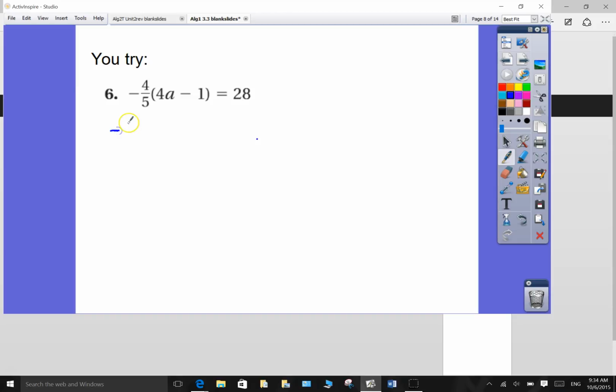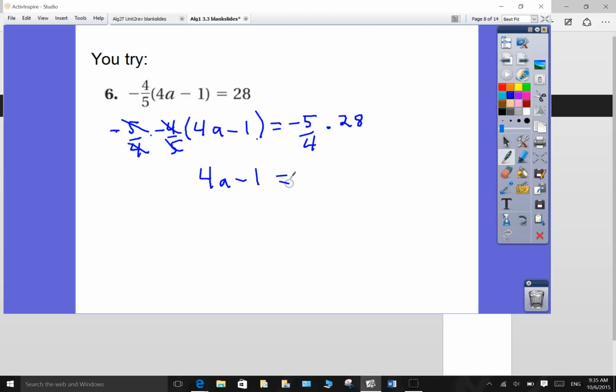All right, this should be negative 5/4 times negative 4/5 times (4a minus 1) equals negative 5/4 times 28. Right, got to multiply both sides times the same thing. The negative times the negative is positive, and everything else cancels. So again, we multiply by the reciprocal because when you multiply a number times its reciprocal, you get 1, and 1 times anything is that same thing. Now, 4 goes into 28 7 times. Negative 5 times 7 is negative 35.